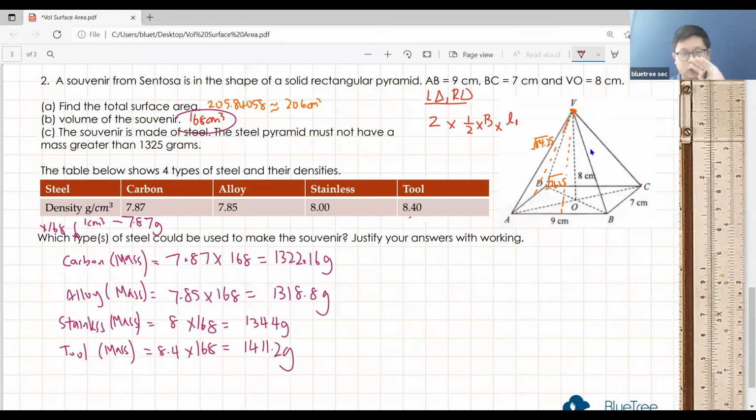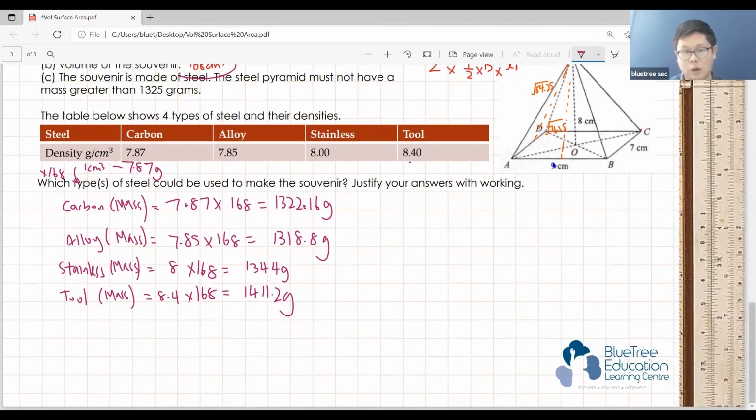All right, so based on the answers, you can see that the 1344 grams and the 1411.2 grams are over the limits of what they are accepting for the souvenir. So we are going to choose the first two as our answer, meaning we will choose the carbon steel as well as the alloy steel. Those are the two different types that are acceptable, right? And of course, when you want to buy something, they will also take the weight into account, right? You want to carry back such a heavy souvenir as well.